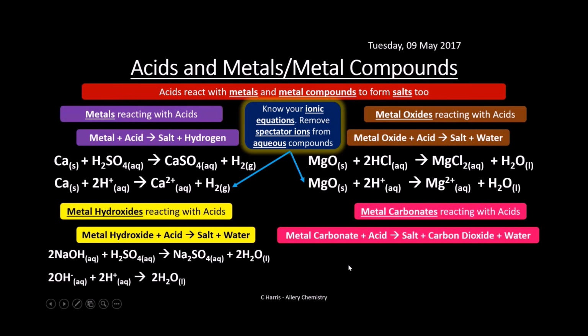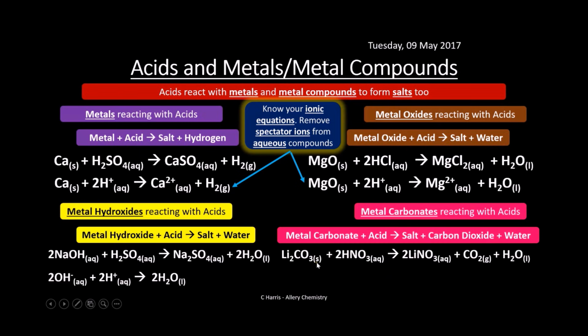Okay, let's look at the metal carbonates. These are a little bit trickier. You've got an extra thing produced. Metal carbonate and acid produce salt plus carbon dioxide plus water. So you still produce your salt and water like all the other ones, like your oxides and hydroxides, except now we produce carbon dioxide because it's a carbonate.